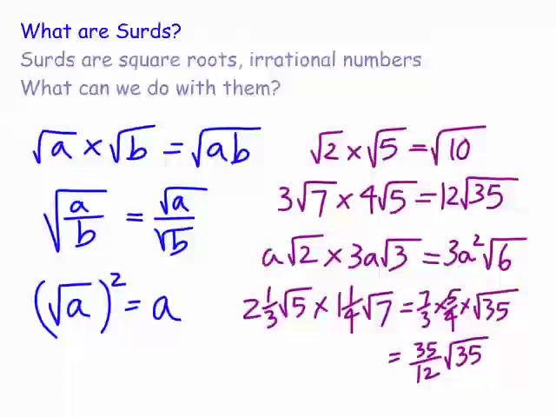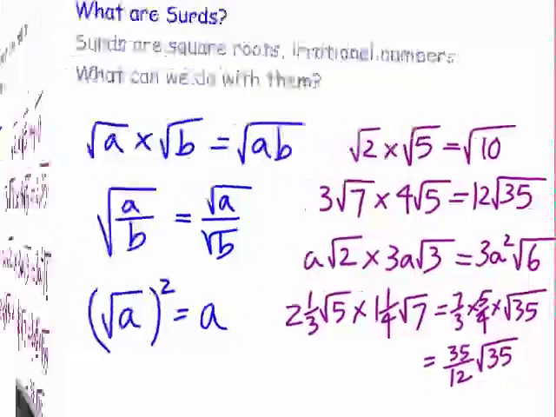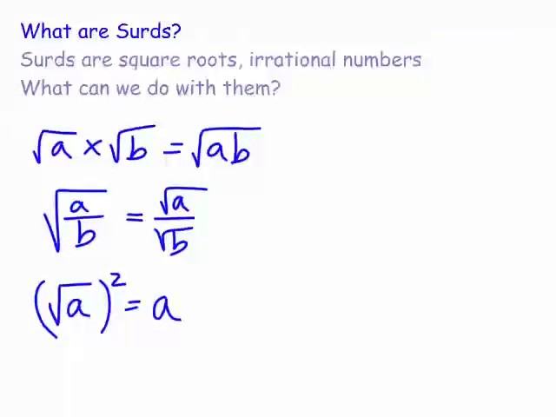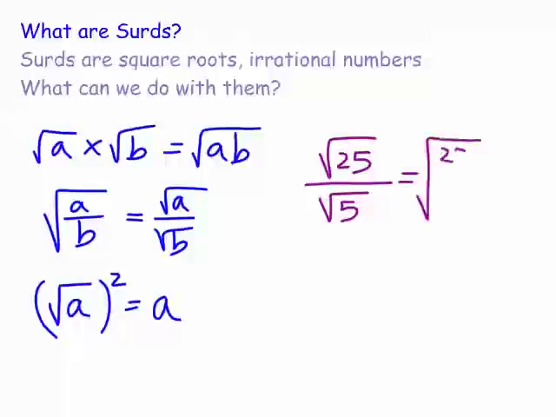Okay, so let's look at some further examples on using these ideas. Let's do some more examples before we go on. What is, say, the square root of 25 on the square root of, say, 5? Well, we can actually use that one. We can just bring those together. Square root of 25 over 5, which is actually the same as the square root of 5.